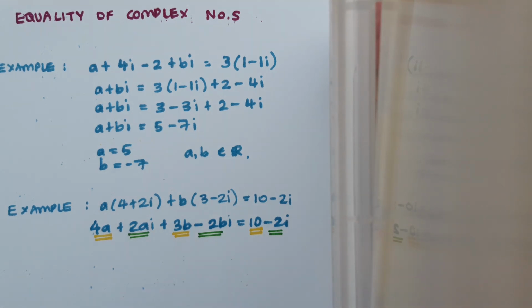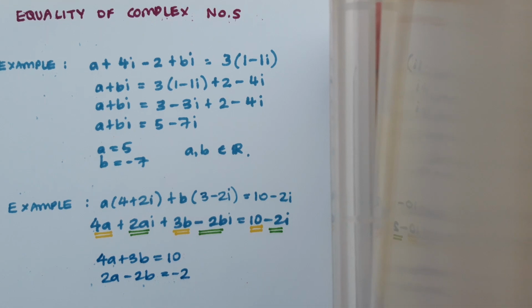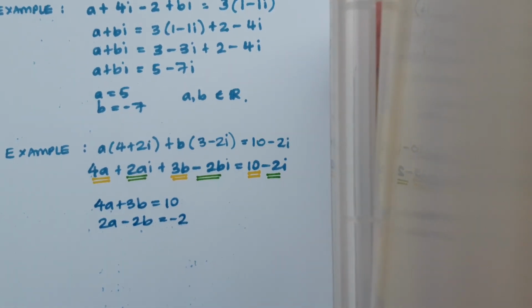So I'm going to be able to make two equations actually this time. So I'm going to be able to say 4a plus 3b equals 10, and 2a minus 2b equals minus 2. And clearly here I haven't got as far as a solution for a and b yet. I'm going to have to use simultaneous equations to get there. So pause the video for a moment, solve the simultaneous equations, see what you come up with, and then check your answer. And you should find that a is equal to 1 and b is equal to 2.